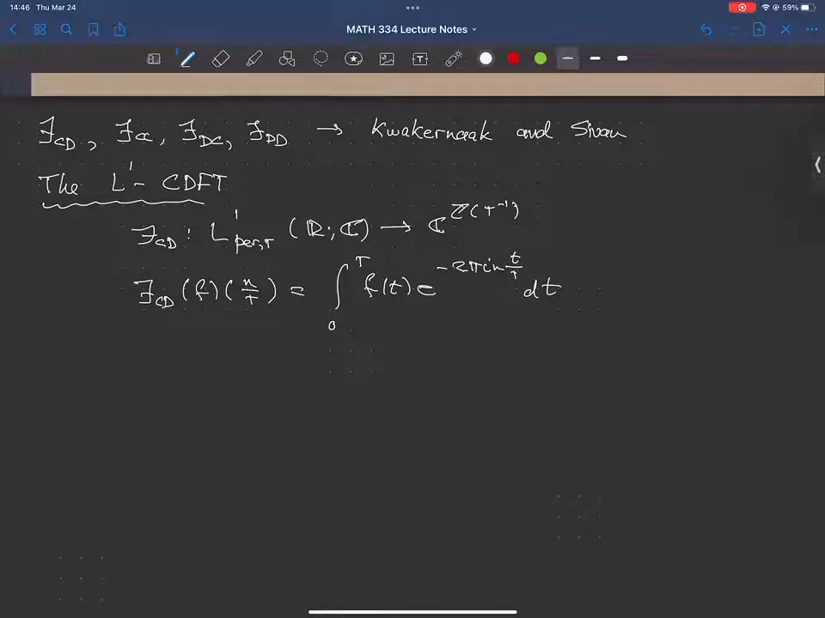So maybe, sorry, before I do, maybe let me just remind you why we're using L1 here. Remember that for this definition to make sense, the integrand here should be integrable, which meant that its absolute value should be integrable, which means, because this has magnitude 1, that f should be absolutely integrable in the interval 0 to T, which exactly means this. Okay, so this is the natural space. In terms of existence of the transform, this is the natural space for the CDFT.